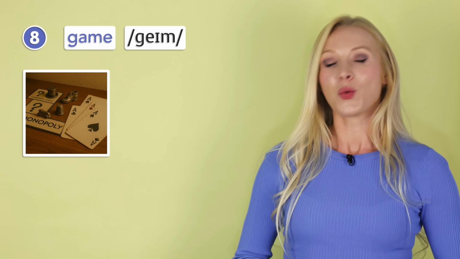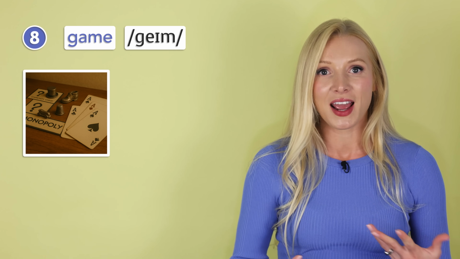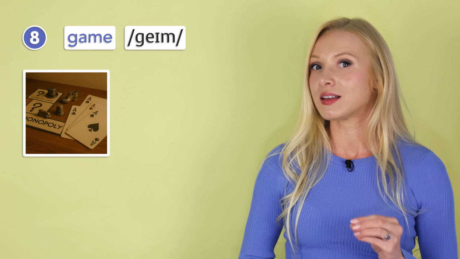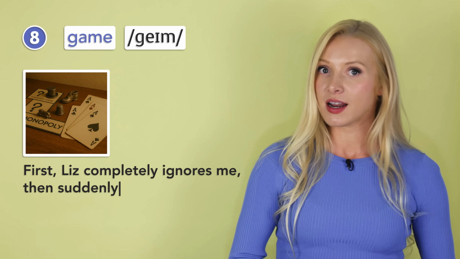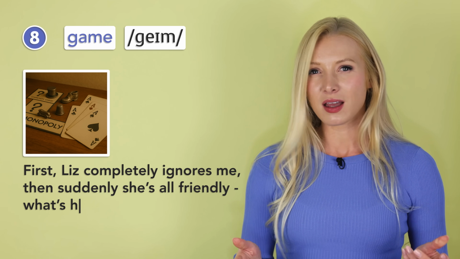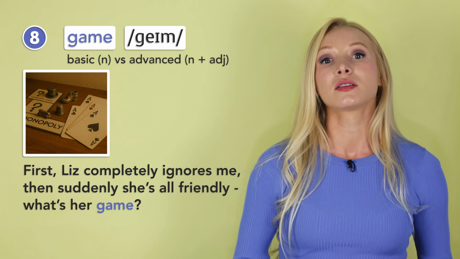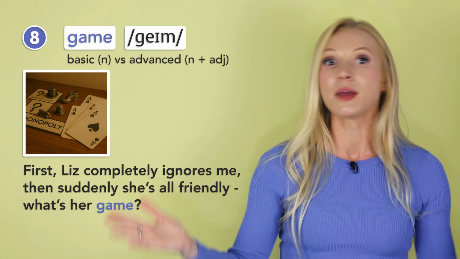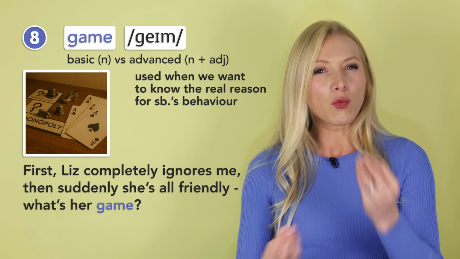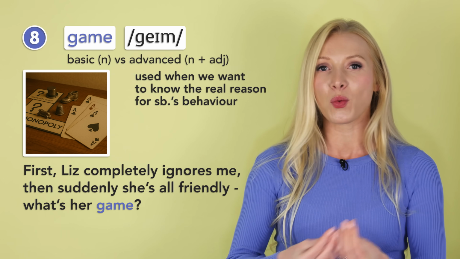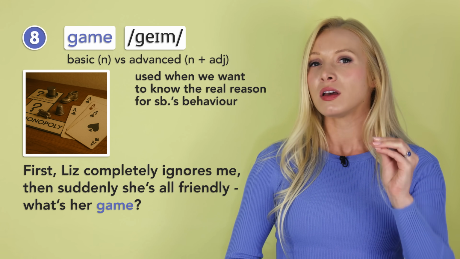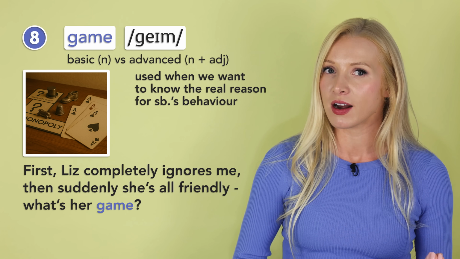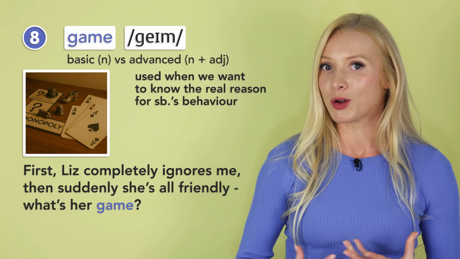Okay, number 8. This is a good one. Game. We all know about video games and board games, but what does game mean in this sentence? First, Liz completely ignores me, and then suddenly she's all friendly. What's her game? In British English, we can ask what's his, her, or anybody's game when we want to know the real reason someone is behaving the way they are. It's like saying, I'm suspicious as to why Liz is suddenly being friendly. What is her true motive?